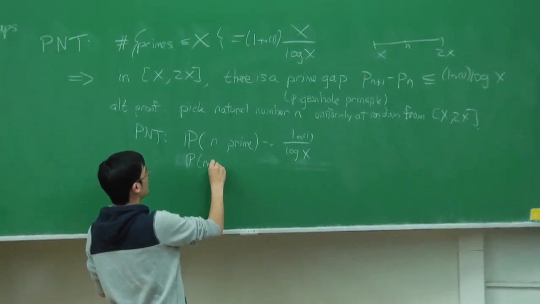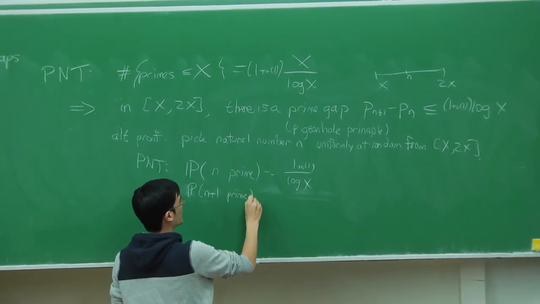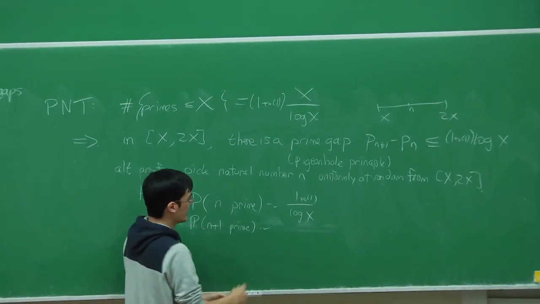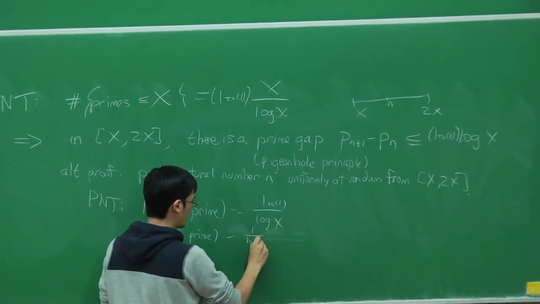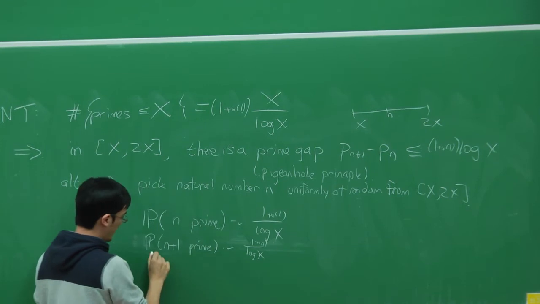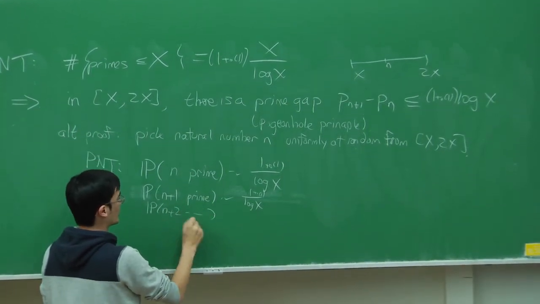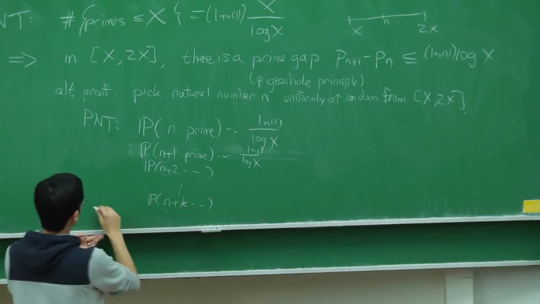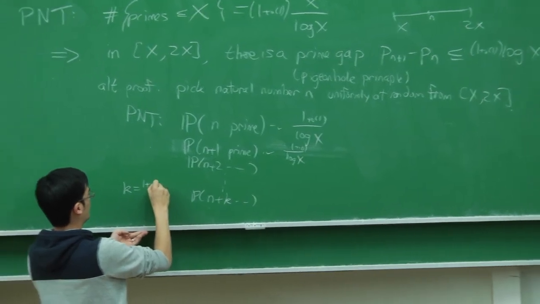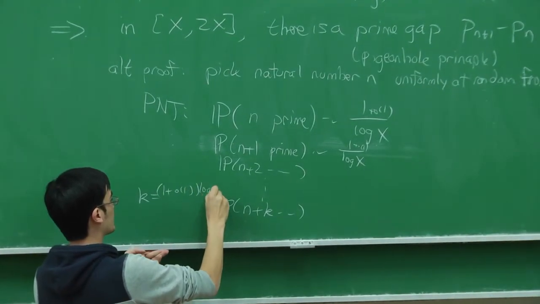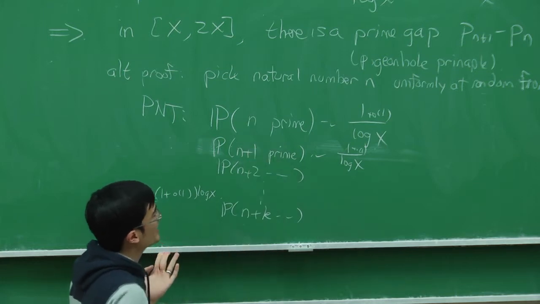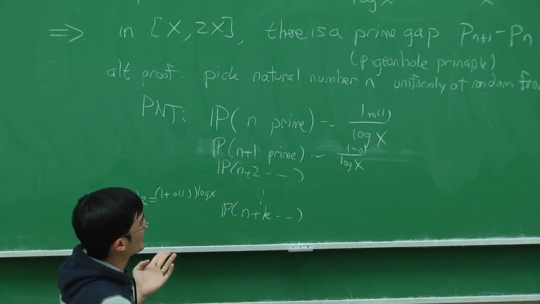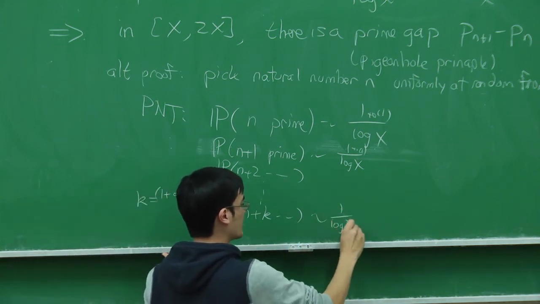Similarly, if you shift n by 1 and ask how likely n plus 1 is prime, if you take a random number between x and 2x and shift by 1, you still pretty much get a random number between x and 2x, and this probably is also about 1 over log x, plus a small error. And same for n plus 2, and so forth, up to n plus k, where k is just a number slightly bigger than log x. So you pick a number at random, shift it by 1, 2, 3, 4, up to k. All these numbers have about a 1 in log x chance of being prime.